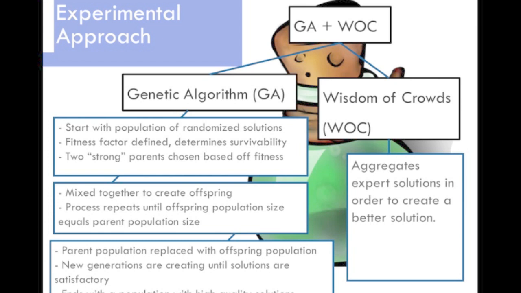Now, the wisdom of crowds method is an addition to the genetic algorithm. It utilizes those high quality solutions that the genetic algorithm has created, and it wants to create one solution from that. The wisdom of crowds method is based on the fact that you take a crowd of people, particularly experts in a field. They all provide their own individual solution to a problem, and you aggregate those solutions, and you can actually create a better solution to that problem. It is not always applicable to everything, but we're hoping that it'll be applicable to the Rubik's Cube.